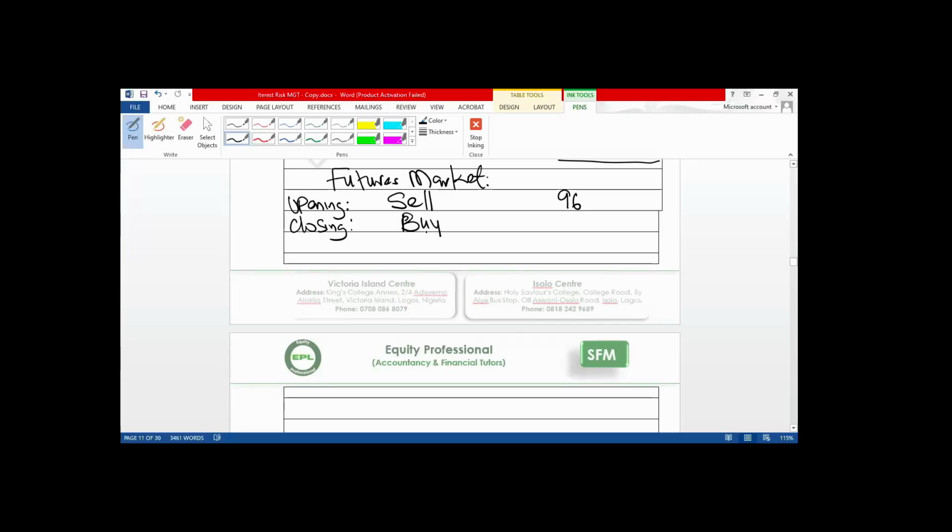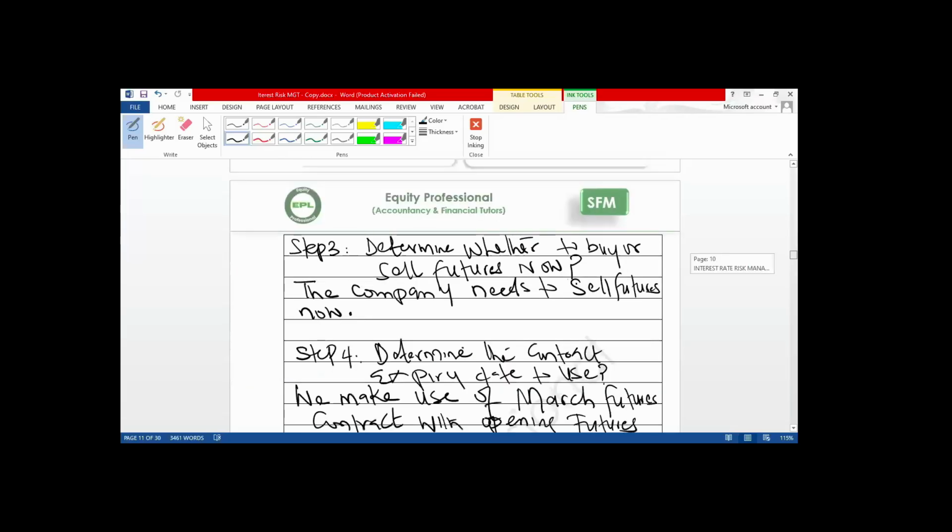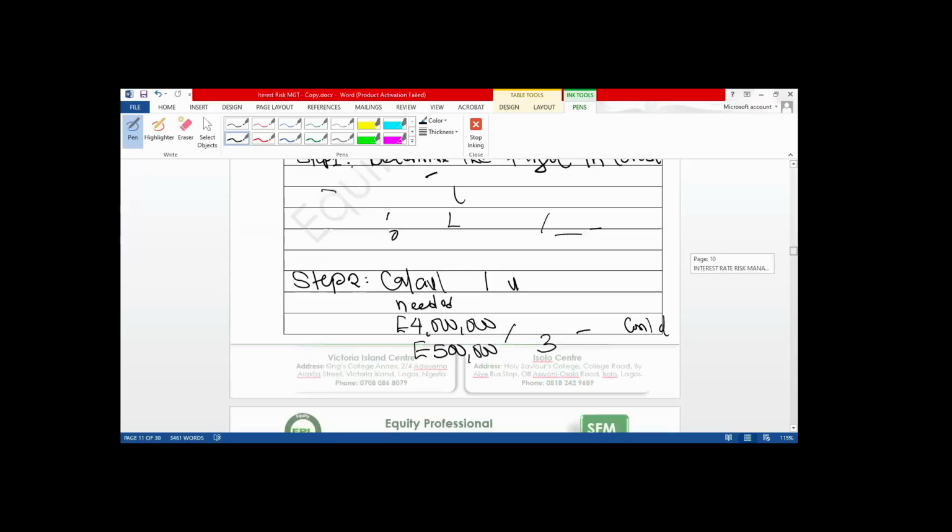At the commencement of your hedging, we said the borrower will sell future. At the closing of your hedging, you are going to do the opposite of what you start with. You are going to buy. Now, what is the closing price? Futures price. Look at the question.